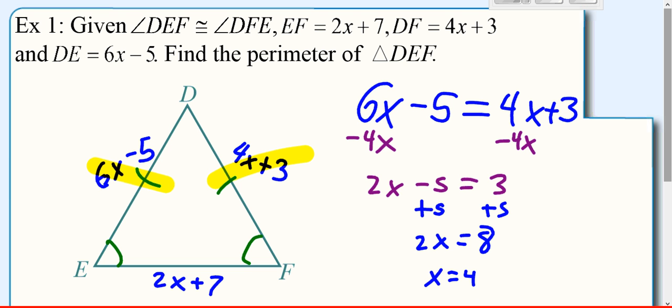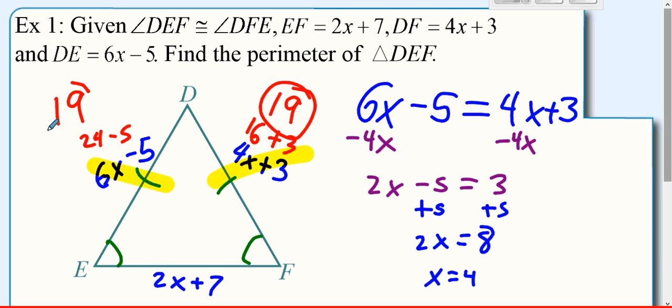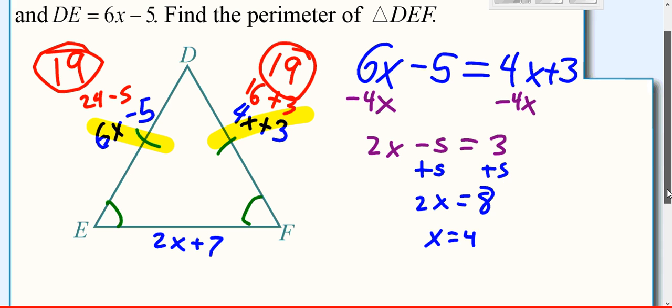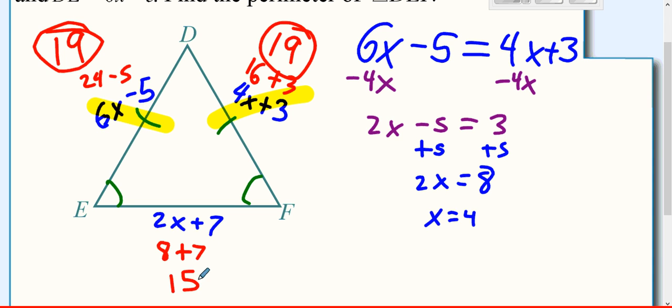So if x is 4, now we can figure out what all three sides are by plugging in 4. So we got 6 times 4, 24, minus 5, 19. X is 4, plug it in. 4 times 4 is 16, plus 3 is 19, which is good. Those were supposed to be the same. That makes sense. X is 4, so this is 2 times 4 is 8, plus 7 is 15.